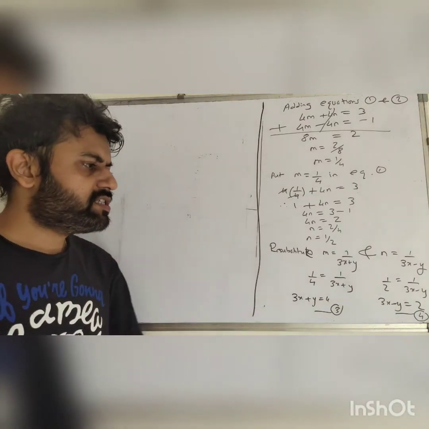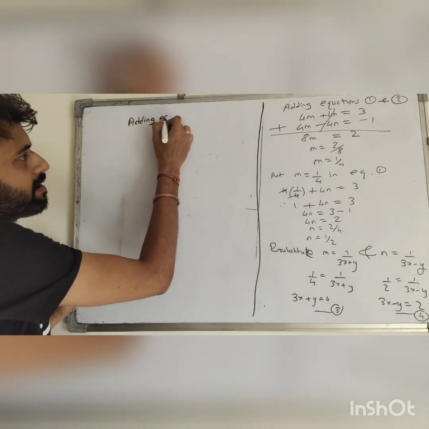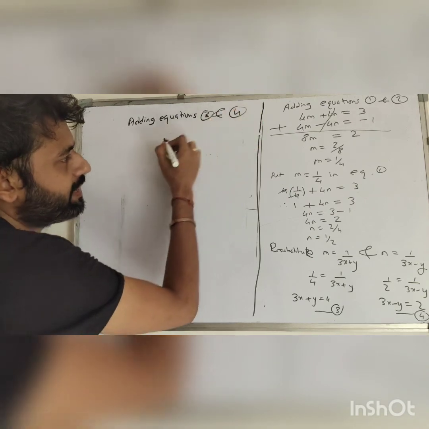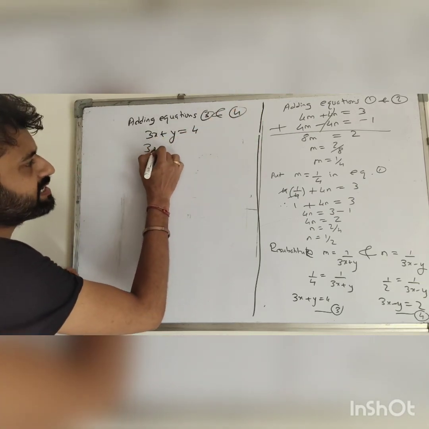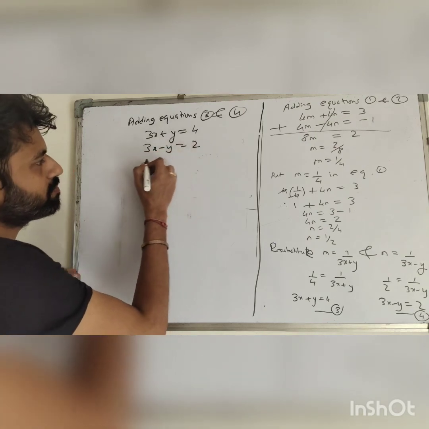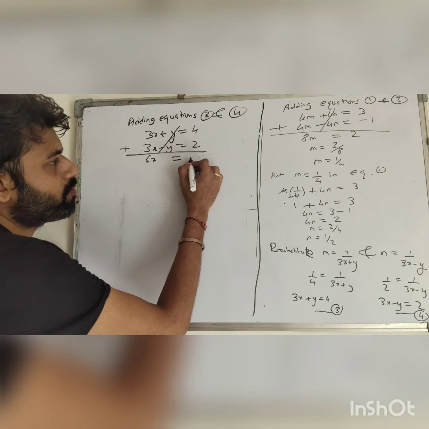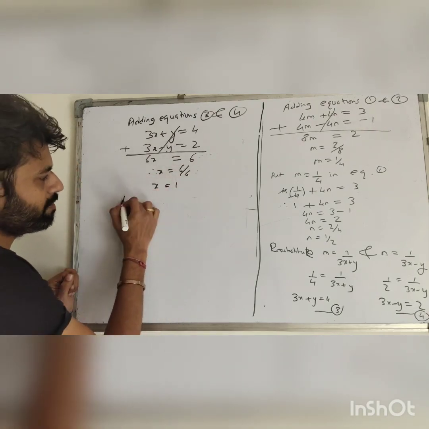Let us solve these equations 3 and 4. Adding equations 3 and 4, we get 3x plus y is equal to 4. 3x minus y is equal to 2. On adding, we get 6x is equal to 6, 4 plus 2, 6. x is equal to 6/6. x is equal to 1.